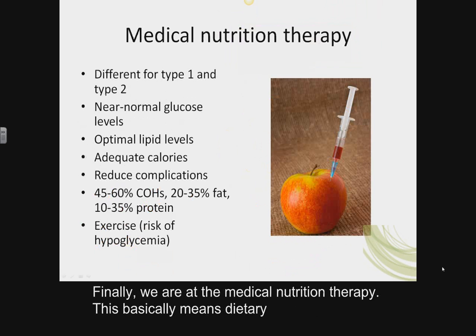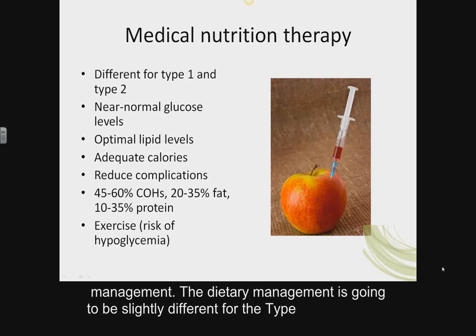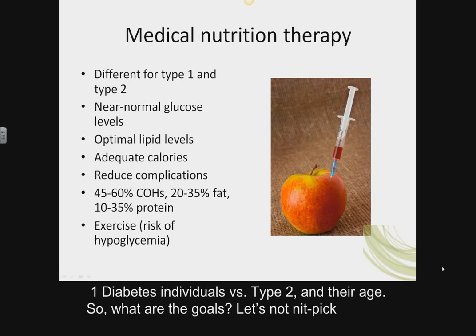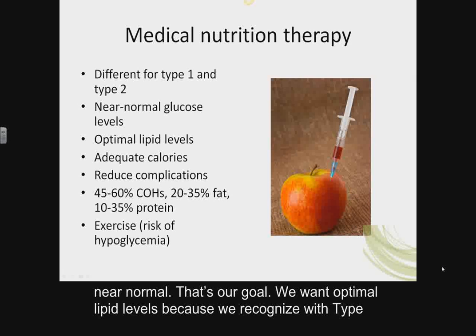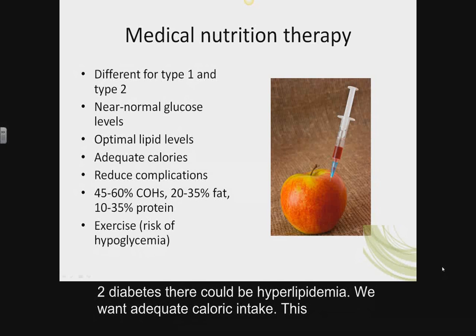Finally, we are at the medical nutrition therapy. This basically means dietary management. The dietary management is going to be slightly different for the type 1 diabetic versus type 2 and their age. So what are the goals? Let's not nitpick what exactly are the dietary differences. We're going to want optimal glucose levels, or near normal. That's our goal. We want optimal lipid levels because we recognize with type 2 there could be hyperlipidemia.